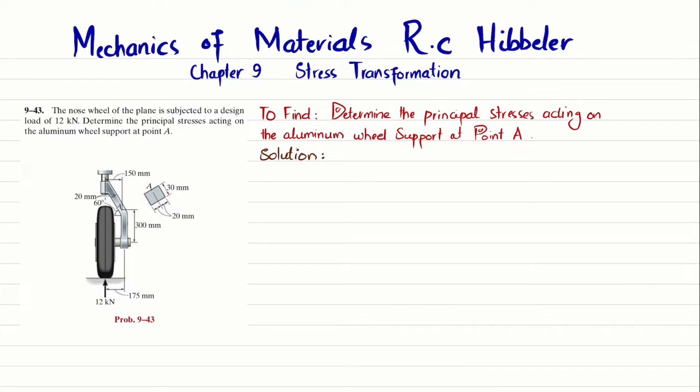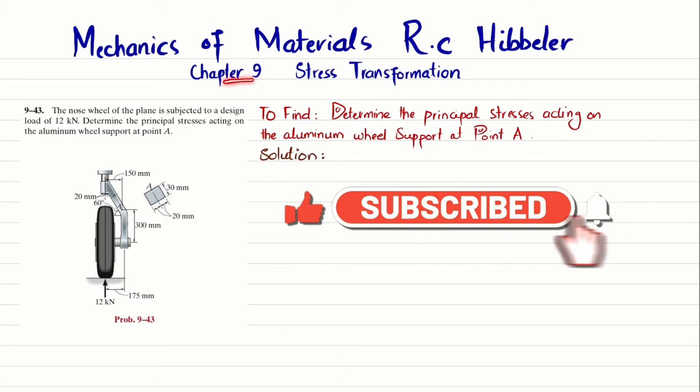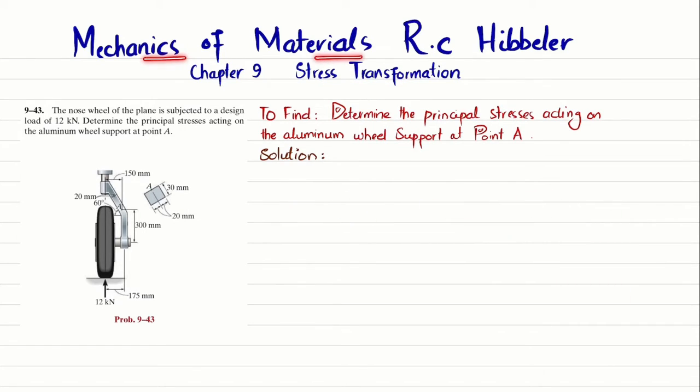Welcome back. In this video, we are going to solve problem 9-43 that is taken from chapter number 9, Stress Transformation, and the book name is Mechanics of Materials by R.C. Hibbeler. The statement is: the nose wheel of the plane is subjected to a design load of 12 kilonewton. Determine the principal stress acting on the aluminum wheel support at point A.